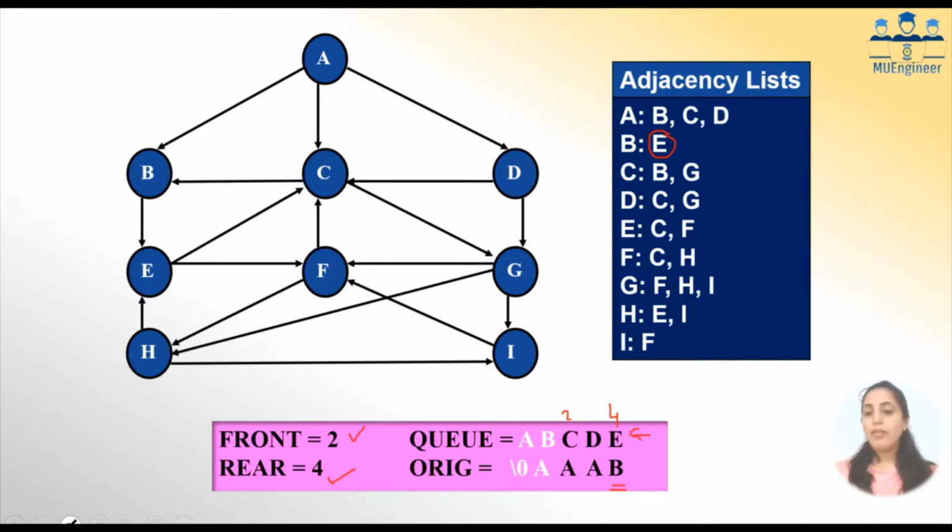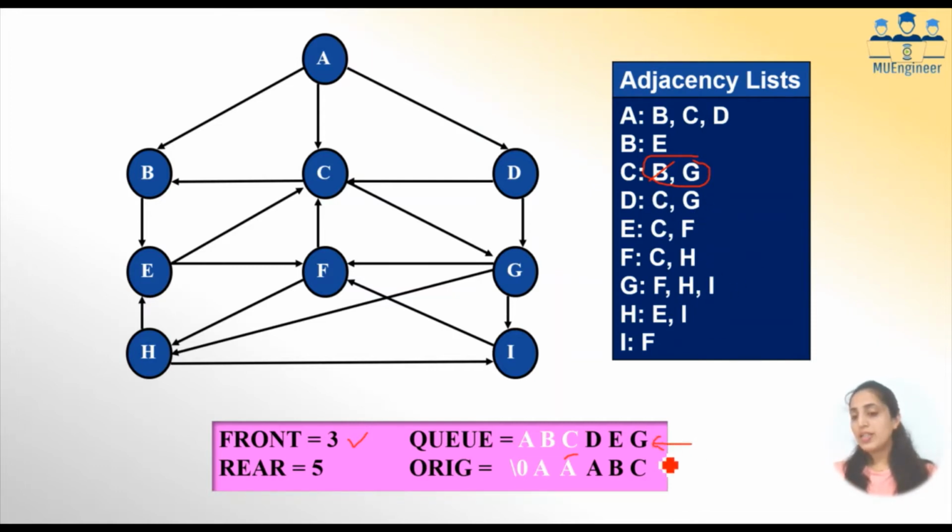Clear? Now we will delete C. So now I'm deleting C. When I delete C, the front is incremented by 1 and it has become 3. I'm finding the neighbors of C. What are they? B and G. But B was already there in the queue, so I will not add B once again to the queue. But G was never there in the queue, so I will only add G to the queue.